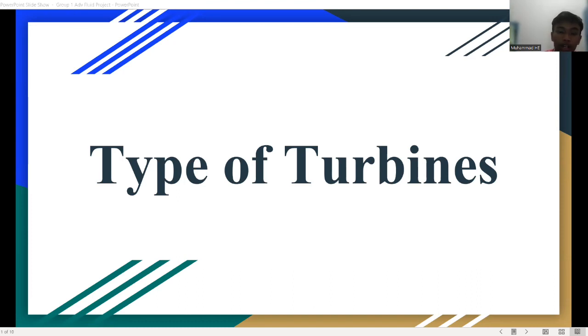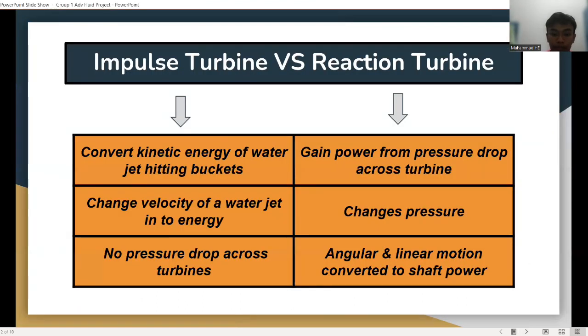Okay, we start with our types of turbine. So there are two types of turbine. The first one is the impulse turbine. Individual jets of fluid strike the bucket and generate the torque, and then the change of velocity of a water jet is converted into energy. So there will be no pressure drop across an impulse turbine.